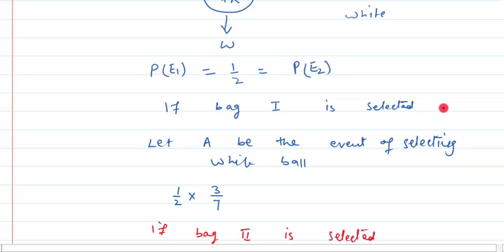For that, we should know one term called the partition of a sample space. To understand the partition of a sample space, let us take events E1, E2, E3 up to En. These n events are said to represent a partition of the sample space if they satisfy the following three conditions.